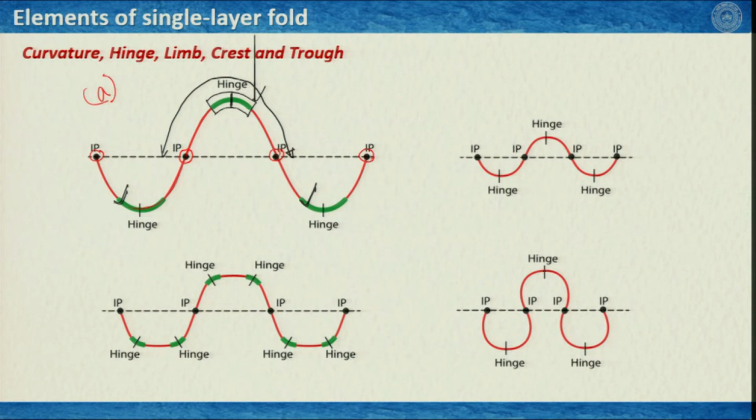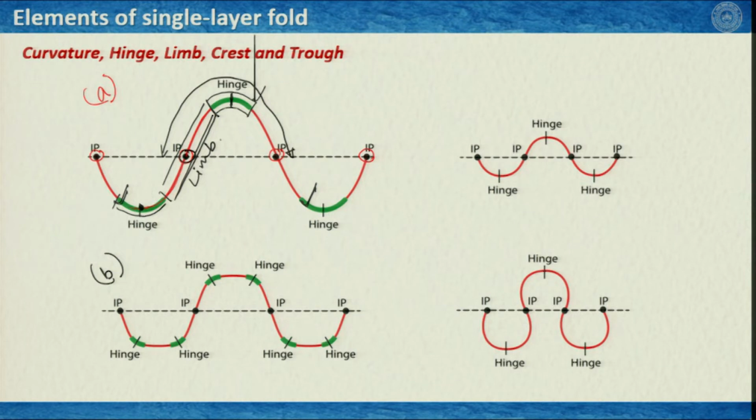Whatever is left, outside the hinge and hinge zones, is the limb of the fold. As we have defined in the previous slide, the limb must include the inflection point and the hinge zone should include the hinge point. So, we have defined in this illustration A the hinge, hinge zone, inflection point and the limb of the fold. Now, let us have a look at the second illustration, B.